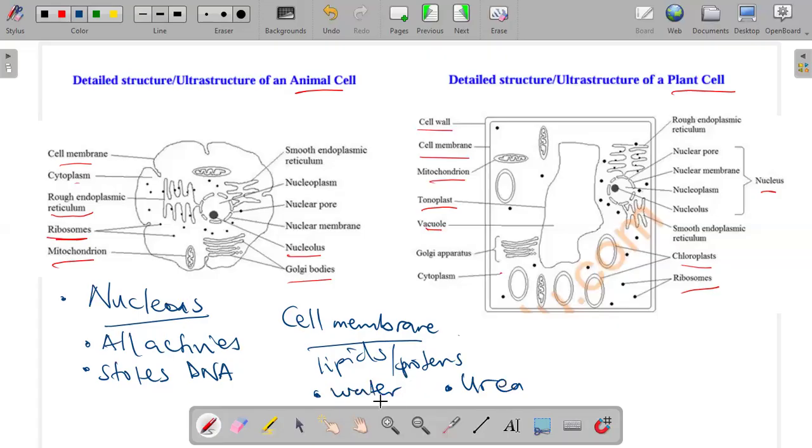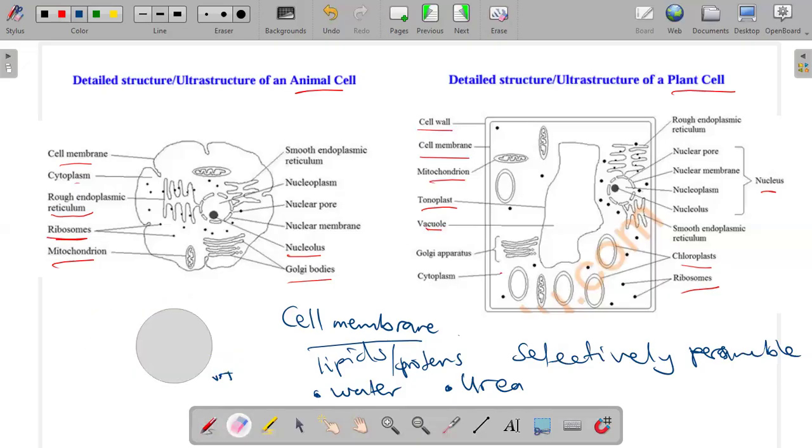So it is selectively permeable. You must note that: selectively permeable. It allows certain substances to go through it and out of it. Okay, so now let's look at the next one.